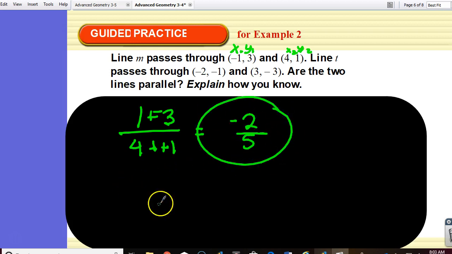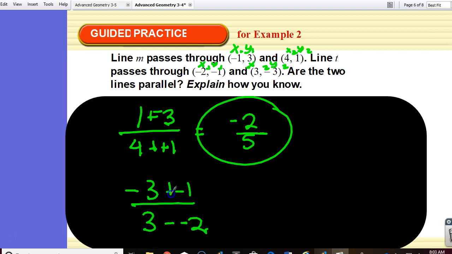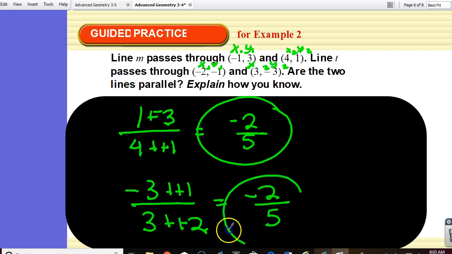Let's look at the slope of the second line. So we once again have x, y, point 1, point 2, y2 minus y1 over x2 minus x1. -2 over 5. They have the same slope, therefore they are parallel.